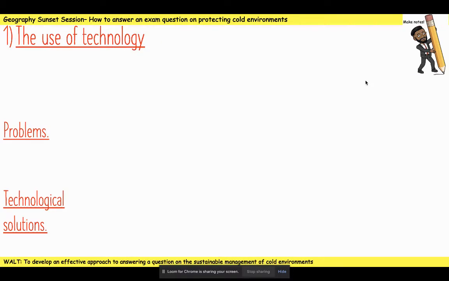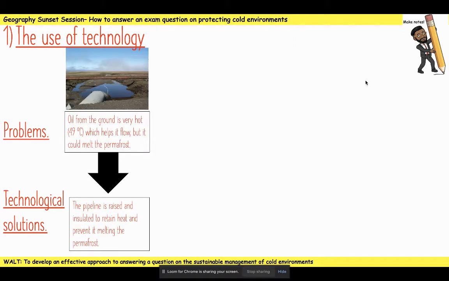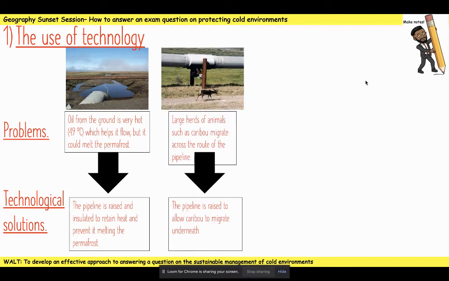So thinking about how the use of technology can be sustainable, here we've got what the problem was, and how we made a sustainable solution through the use of technology. So oil from the ground is very hot, and that can melt the permafrost, the permanently frozen soil. So the Trans-Alaskan pipeline is raised and insulated to retain heat and stop it from melting that permafrost.